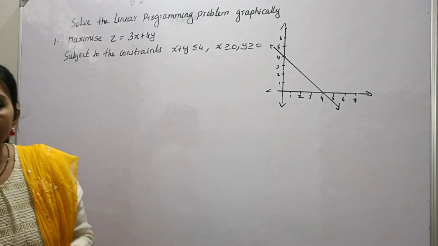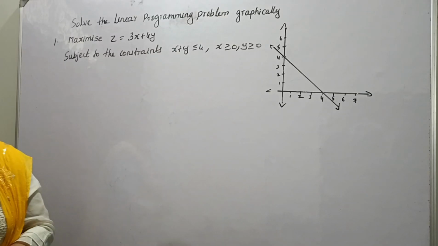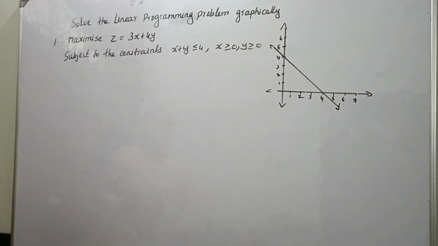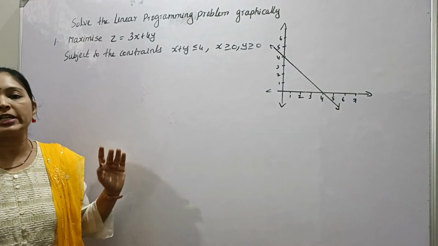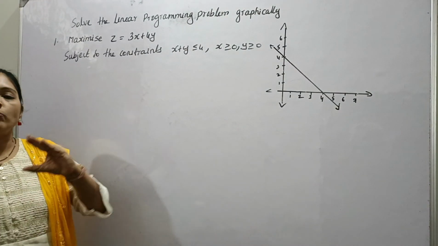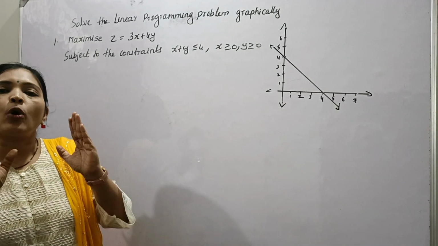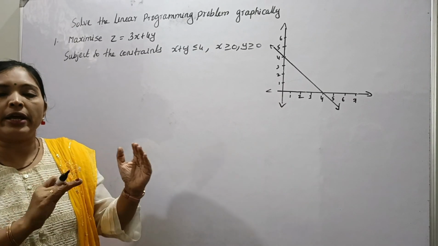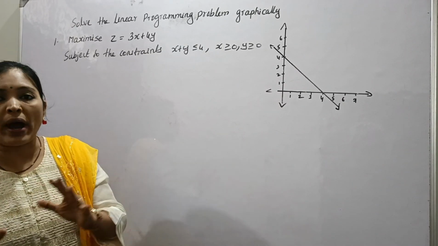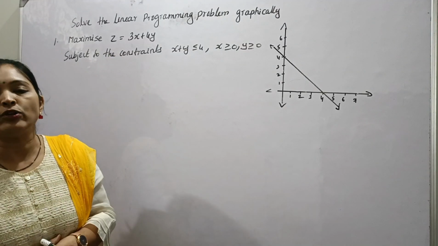Now let's go through exercise 12.1. First question, solve the linear programming problem graphically. Maximize z is equal to 3x plus 4y subject to the constraints x plus y less than or equal to 4, x greater than or equal to 0, y greater than or equal to 0. Here objective function and constraints are given. Here we have to find the optimal solution. That means we have to find at what values of x and y this given z is maximum, and what is the maximum value of z.